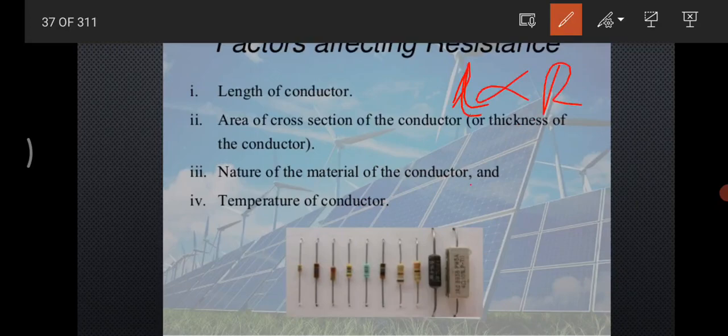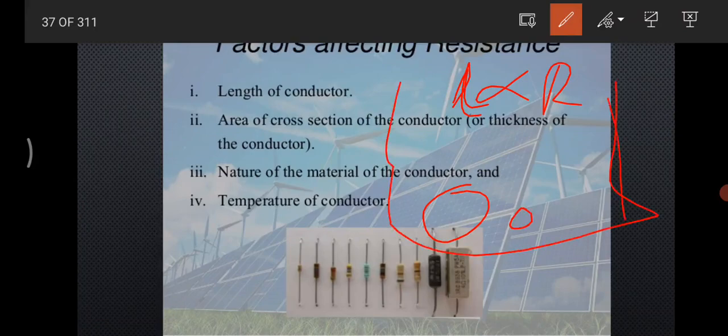And area of cross section. Resistance depends on the area of cross section also. Suppose there is a tank and there are two taps, one with more diameter and the other with smaller diameter. In which tap will the water flow out very easily? Obviously you will say the tap which has more diameter. Why? Because it has more space for the water to pass, right?